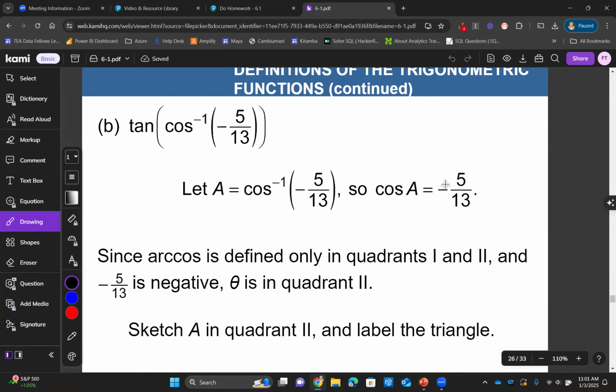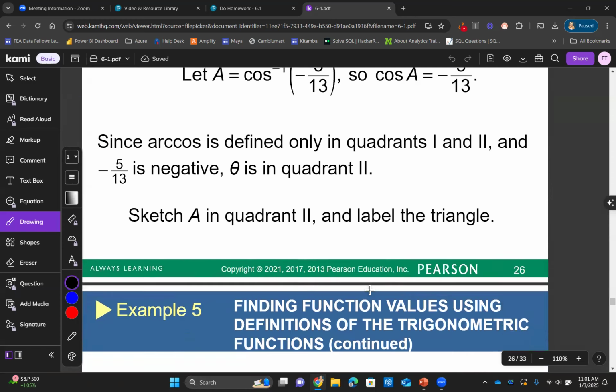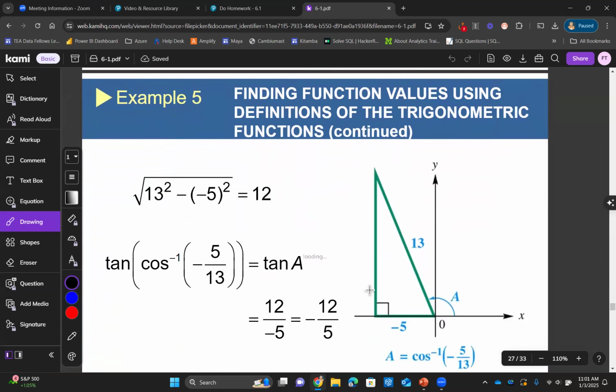If it was a positive cosine value, we would know that angle A is located in quadrant 1. But we have a negative cosine value, so angle A must be in quadrant 2, because inverse cosine only accepts answers for quadrant 1 and quadrant 2. Because cosine is negative here, we know that angle A is located in quadrant 2. And now we're going to use the values for angle A. So this is what angle A looks like in quadrant 2.